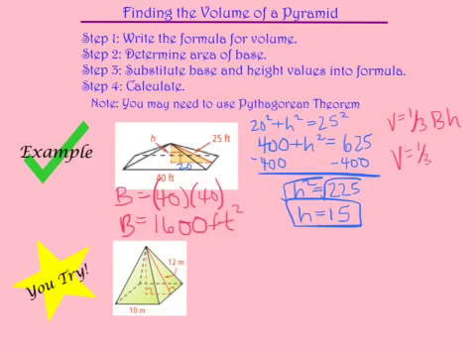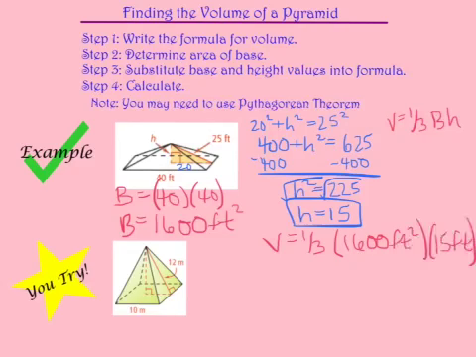Oops, I'm kind of running out of space there. Let me do this in another bigger space. Volume equals 1/3 capital B, which is 1,600 square feet, times my height, which is 15 feet. So 1,600 times 15 times 1/3. I get that my volume is 8,000 feet cubed.